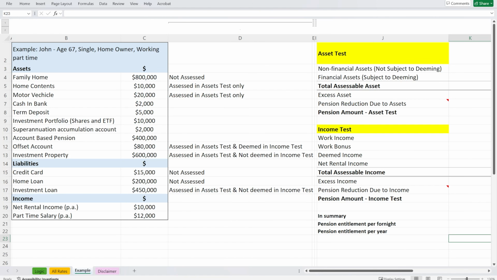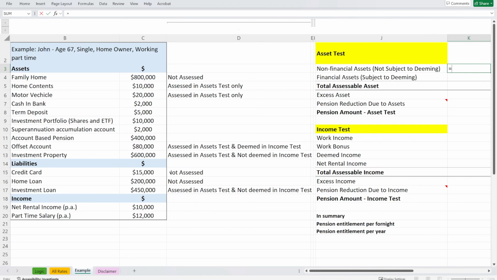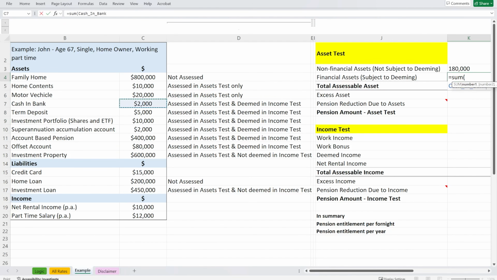For John, the non-financial assets that are not subject to deeming are the home contents, plus motor vehicle, plus the market value of the investment property, minus the investment loan. This gives us $180,000. His cash in the bank, term deposits, shares, ETFs, managed funds, super accumulation accounts, account-based pensions, and offset account are all financial assets subject to deeming. We will discuss deeming later.